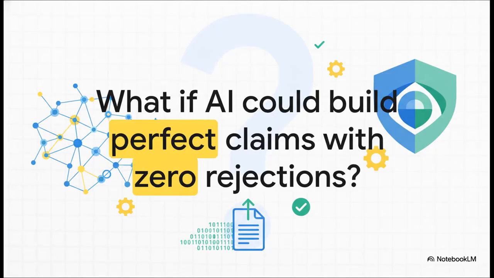And that leaves us with one final, pretty mind-bending question. We've spent all this time talking about fixing errors. But what if AI could just prevent them altogether? What if a system could learn every single insurance company's secret unwritten rules and just automatically build a perfect claim every single time? A claim with a 0% rejection rate. That's not science fiction.